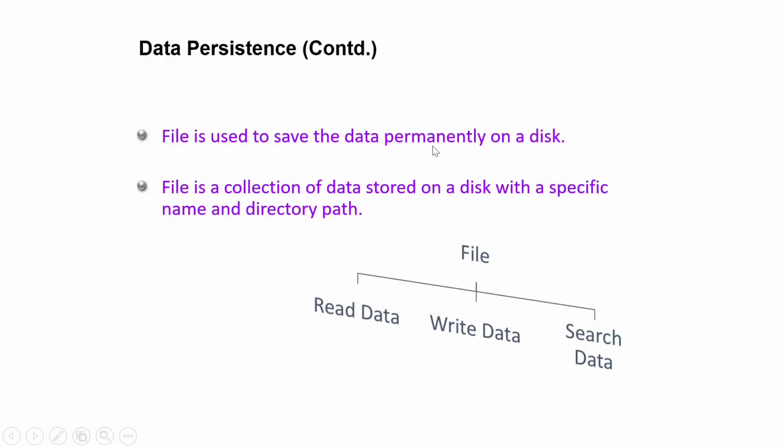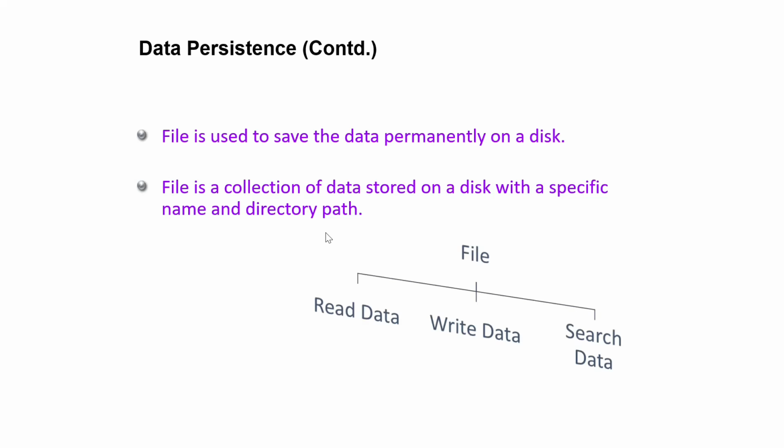A file is used to save the data permanently on a disk. Obviously, save your data on a hard disk or SSD. A file is a collection of data stored on disk with a specific name and directory path. Directory means your path, the folder path, which one you're going to use. So you can see, read data.